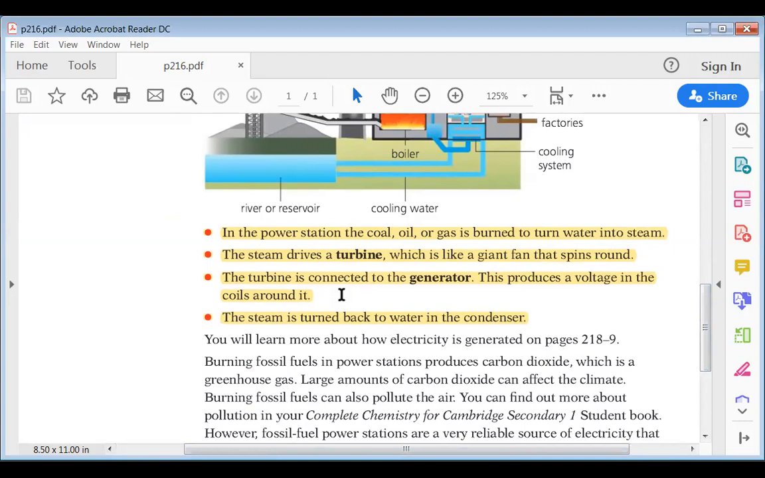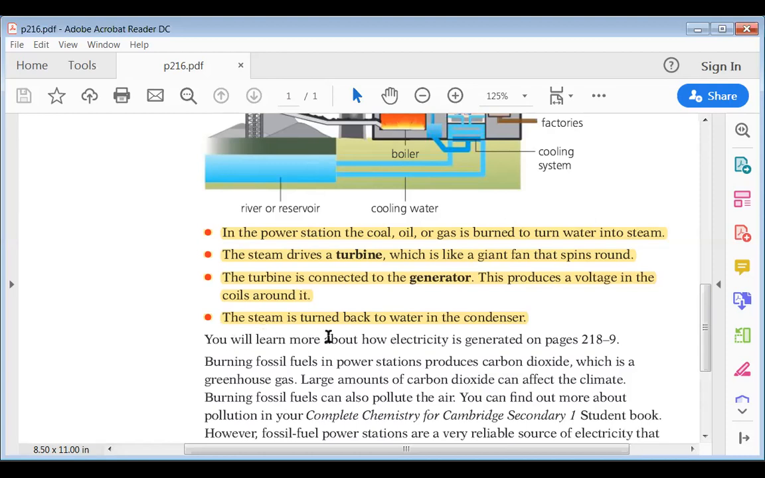Then the turbine is connected to this generator to produce a voltage in coils around it. This generator uses coils, so it will create a little bit of a magnetic field. It will produce electricity voltage. So in this case, it will generate electricity.